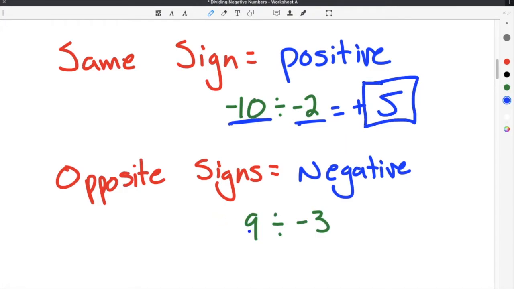The second example we're going to do real fast is 9 divided by negative 3. This time, this 9 is positive and this 3 is negative. Because they have opposite signs, positive divided by a negative, we automatically know that our answer has to be negative. To get the number answer, you just do 9 divided by 3, and that's going to be 3. And then it has to be negative because a positive divided by a negative makes a negative. So our answer is going to be negative 3.